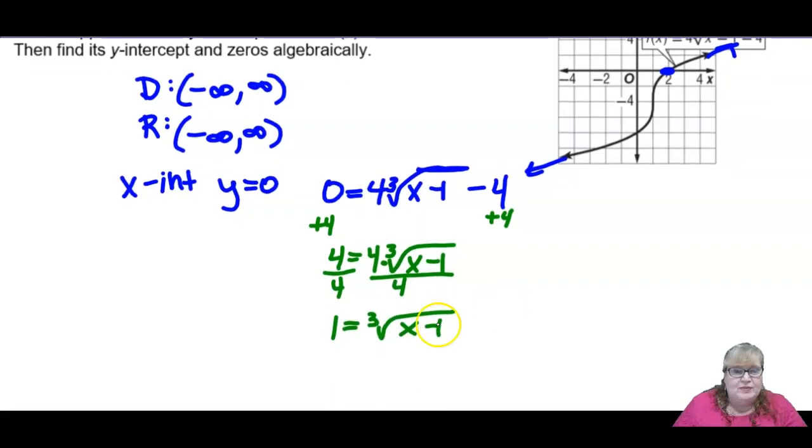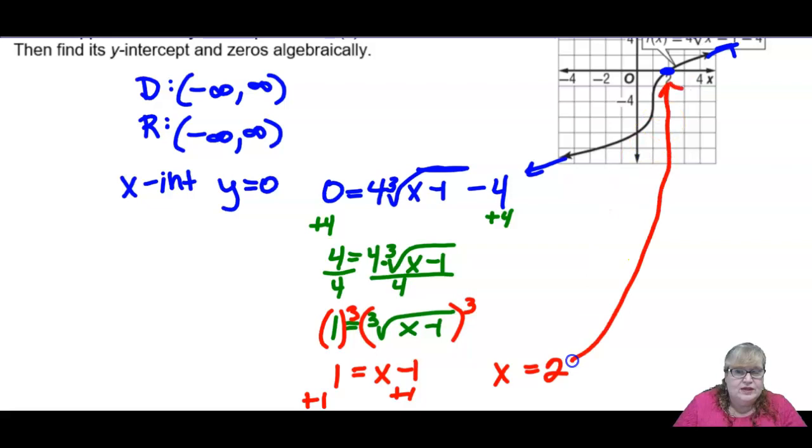Now, it just so happens that when we cube both sides here, the cubed root of x minus 1 becomes just x minus 1. Cubed root and cubed cancel each other out, but 1 times 1 times 1 is still just 1. So if we add 1 over here, algebraically, we do get x equals 2 as the only x-intercept, or we could write that as (2, 0).